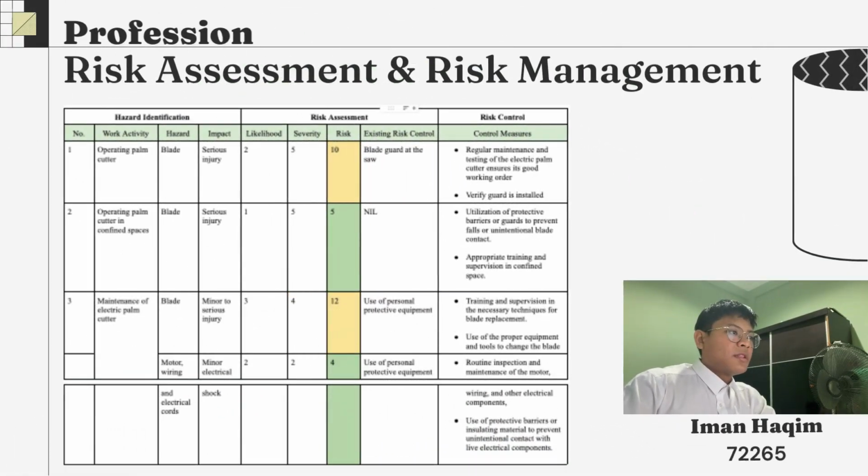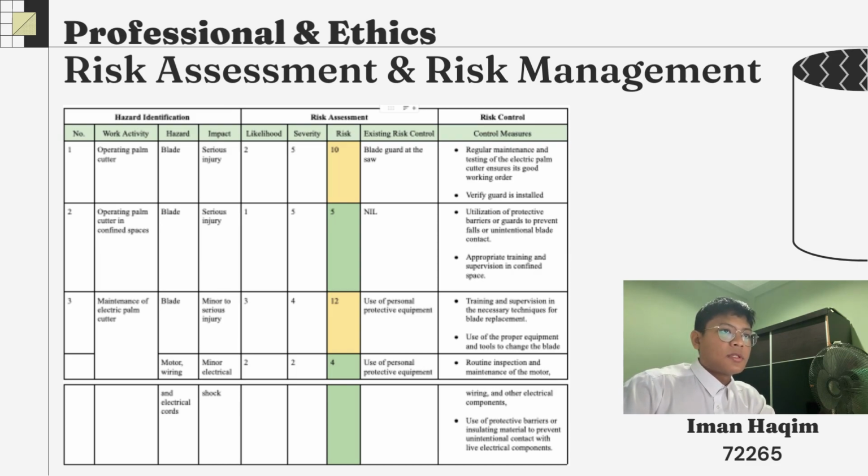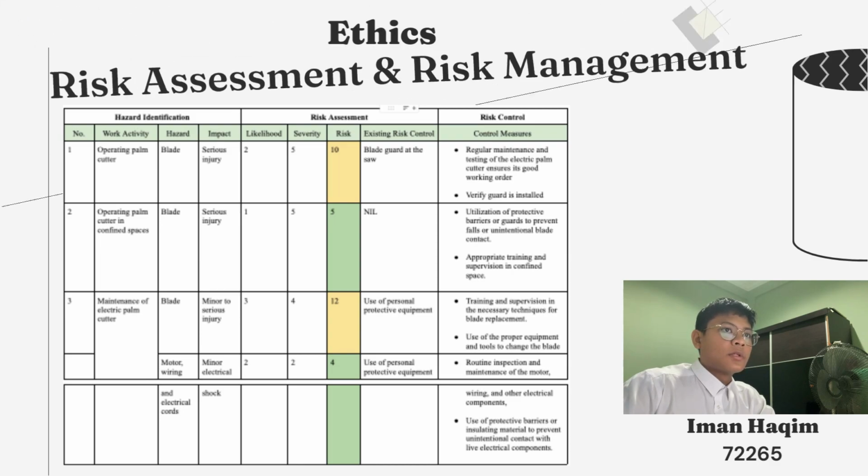The work activity are tabulated into table, and then it's further categorized by hazard identification, risk assessment, and risk control. Risk assessment deals with the likelihood, severity, and the risk, and the existing risk control, while the control measures deals with how to control the risk posed by the work activity.